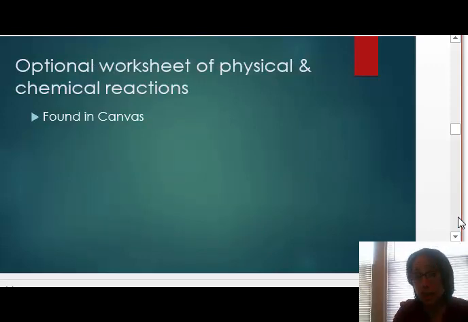If you need or would like extra practice identifying chemical and physical reactions, there's an optional worksheet on this concept found in Canvas.